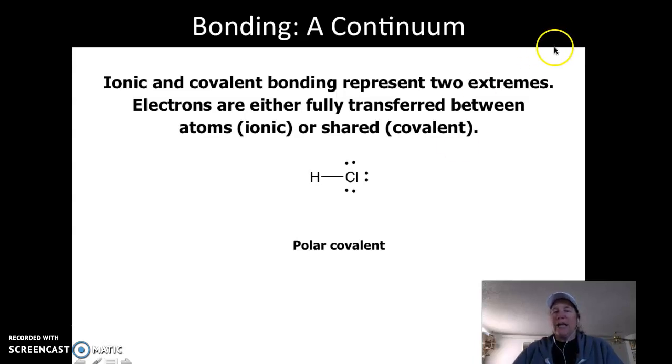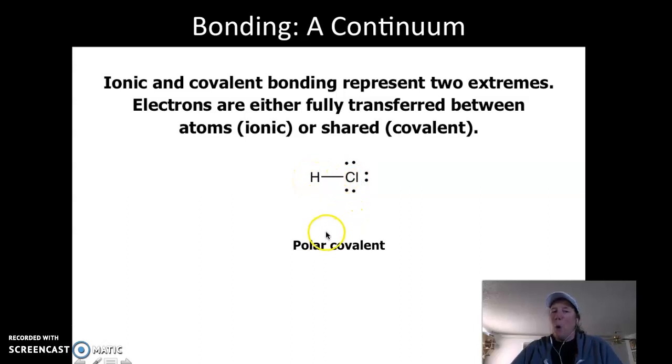Okay, here's hydrogen. Hydrogen only has one electron. It will share its one electron with chlorine. So there's two electrons right here that they're sharing, one from chlorine and one from hydrogen. The thing is, hydrogen is a smaller atom than chlorine is. So what'll happen is the electrons will get pulled closer to the chlorine than the hydrogen.